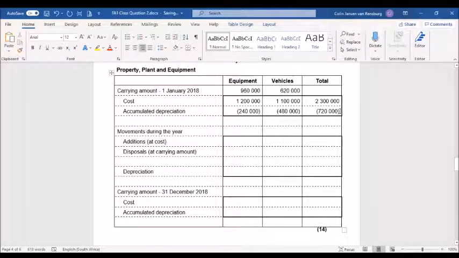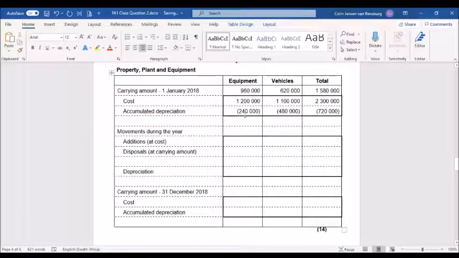So 960,000 plus the 620,000 gives us 1,800,000, and is it 1 million now? I can't, where's my computer calculator? 580,000. Right, so we've added that up across, gives us 1,580,000. But always when we draw a table like this in a tabular form.